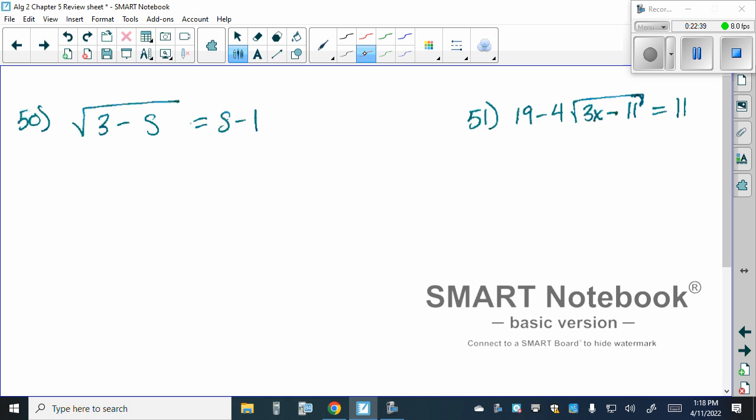Let's go and look at 50. Now, number 50 is the radical by itself, so we can put both sides to the second power because it's a square root. On the left-hand side, the radical and square will cancel out, giving us 3 minus s is equal to what?